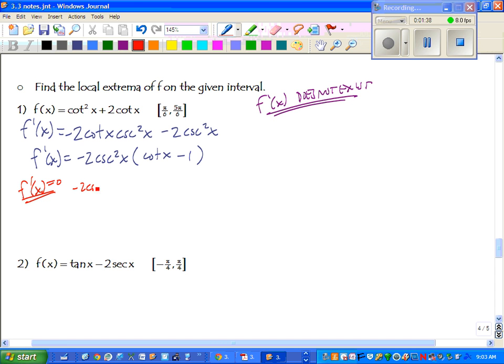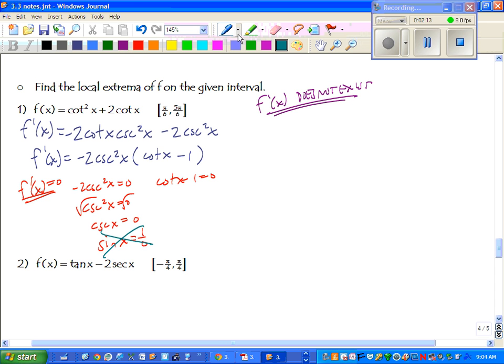Here we can set each of these factors equal to 0. This one we can divide by negative 2. Cosecant squared is 0. Take the square root of both sides. So cosecant of x is 0. Remember, cosecant is the reciprocal of sine. So if cosecant is 0, sine has to be the reciprocal of that. So sine of x would have to be 1 over 0. And we know that's not possible, so that doesn't give us any solutions.